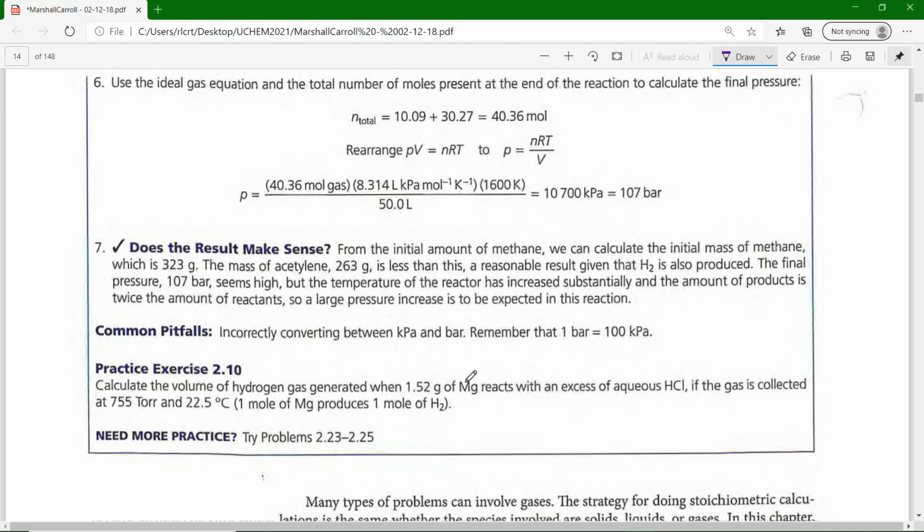So molar mass of magnesium, I think it's 24.3, isn't it? Magnesium, 24.3. Isn't that sad how I know that off by heart? 1.52 grams divided by 24.3 grams per mole.